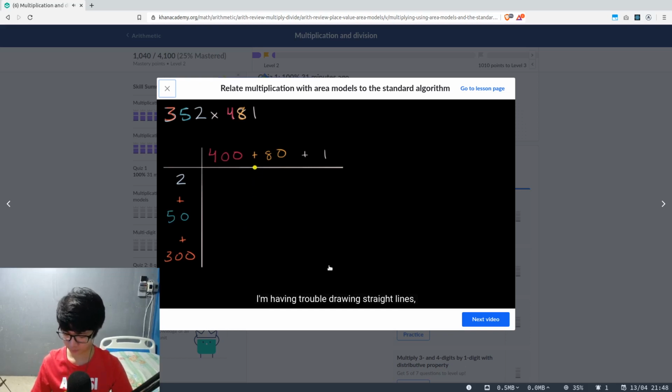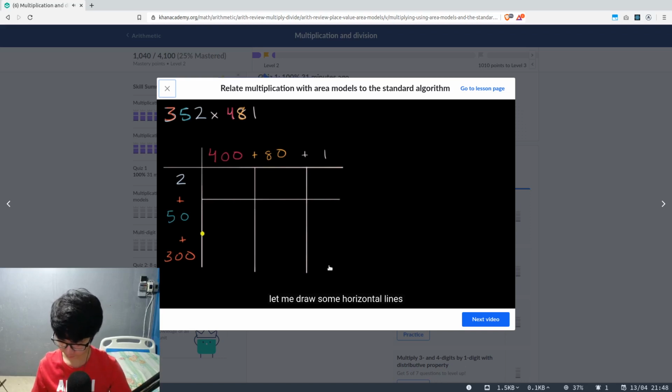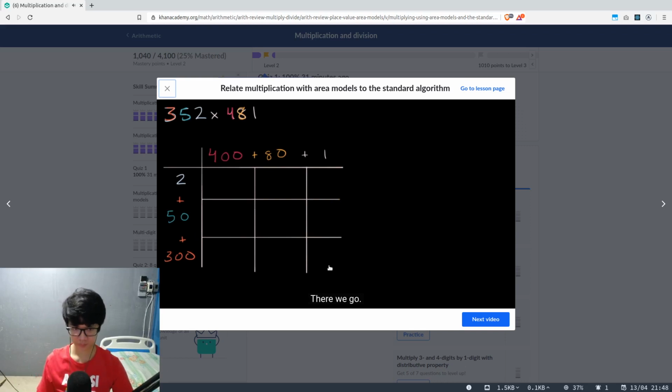I'm having trouble drawing straight lines. Okay, there we go. And then one more in this direction. There you go. And then in this direction. 6 straight lines, mate. Horizontal lines to have a neat, clean grid here. There we go. Now, first we'll multiply 2 times 400 plus 80 plus 1.